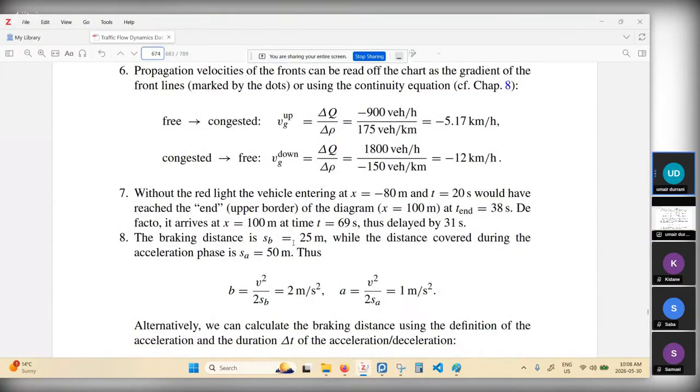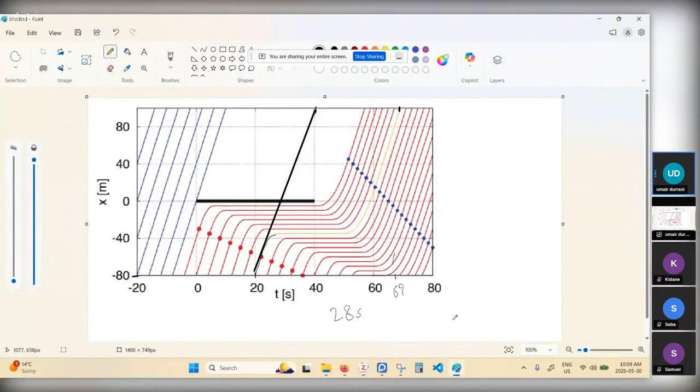All right, so here it says without the red light, the vehicle entering at x equals negative 80 meters and t equals 20 seconds would have reached the end upper border of the diagram at t end equals 38 seconds. De facto, it arrives at x equals 100 meters at time t equals 69 seconds, thus delayed by 31 seconds. So my estimation here was 28 seconds. They estimated 31 seconds. So I think it's close.